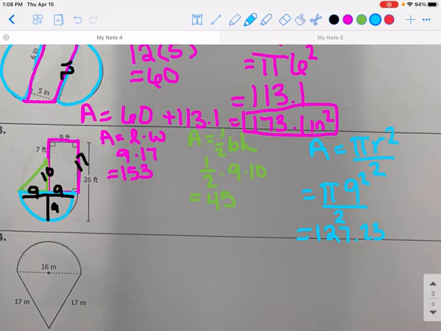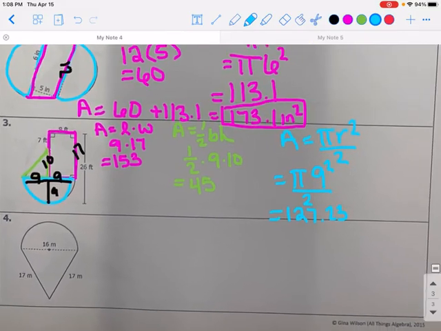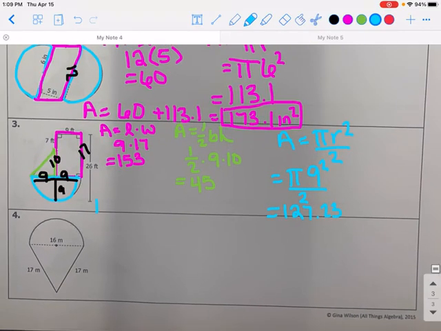Last step is to add all 3 numbers together. So we have 153 plus 45 plus 127.23. Area of the whole shape is 325.23 feet squared. And I got it from there.